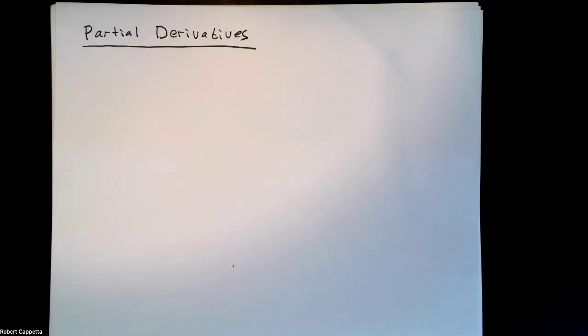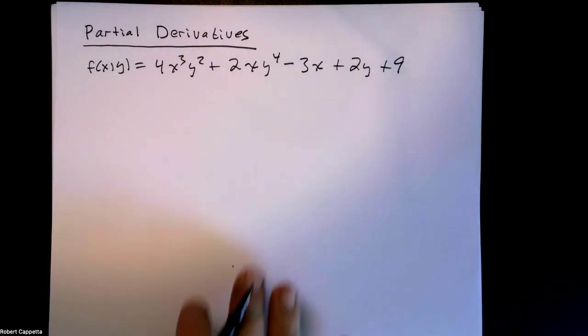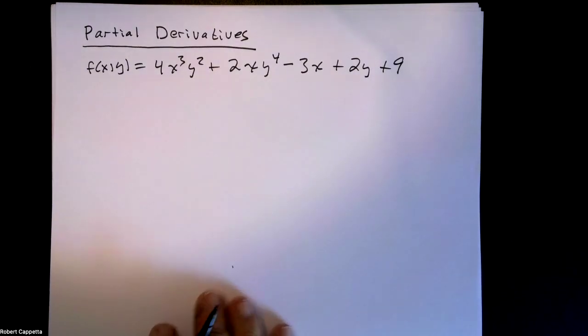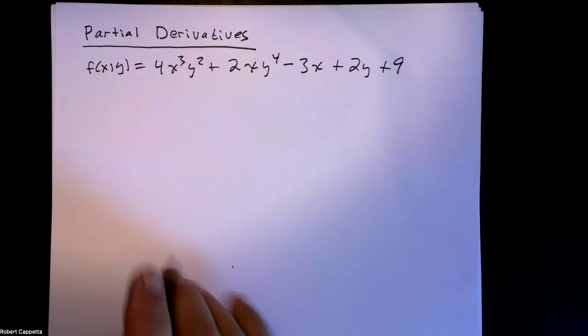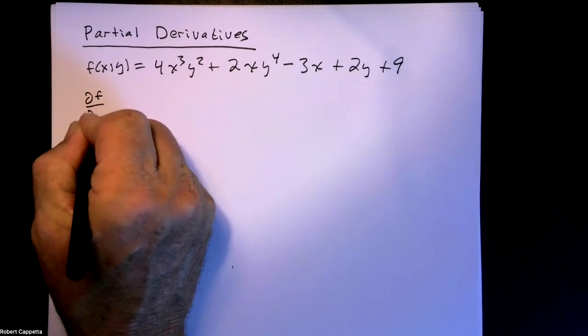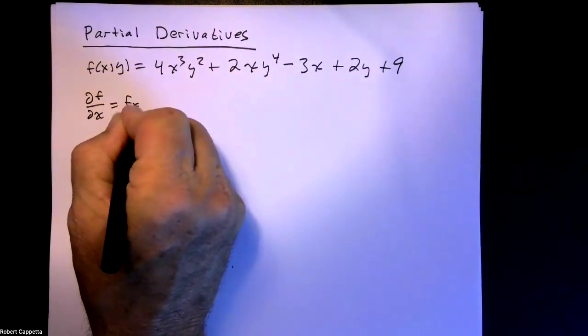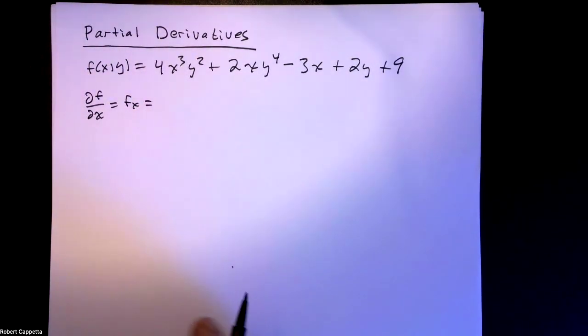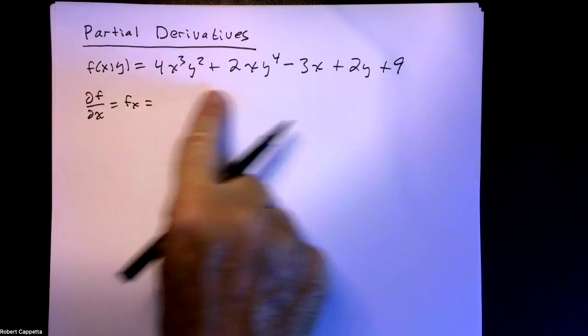So this lesson is on partial derivatives. Let's look at an example. We have f of x, y is 4x cubed y squared plus 2xy to the fourth minus 3x plus 2y plus 9. If I want the partial derivative of f with respect to x, sometimes written as f sub x, we take the partial derivative with respect to x of each piece.